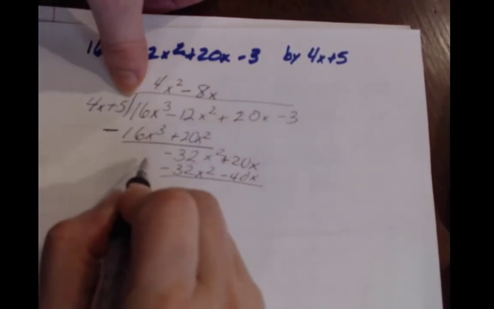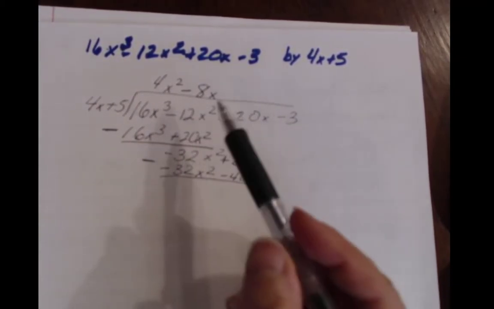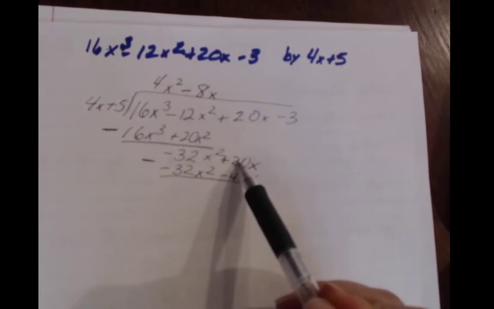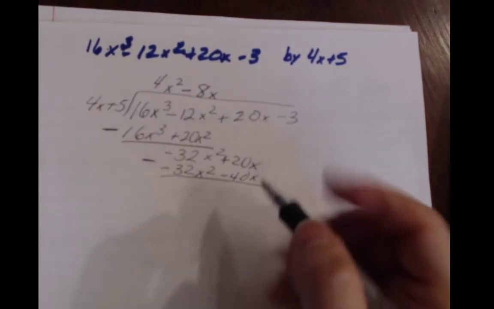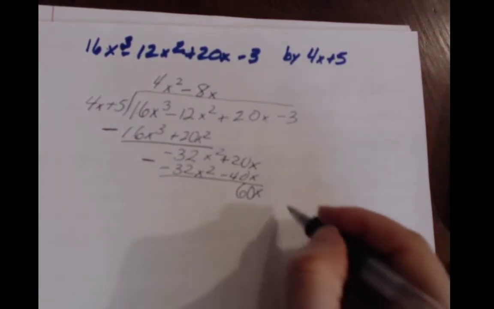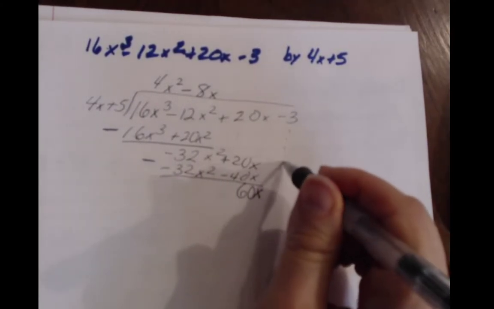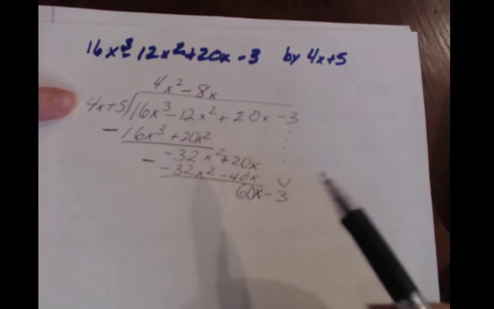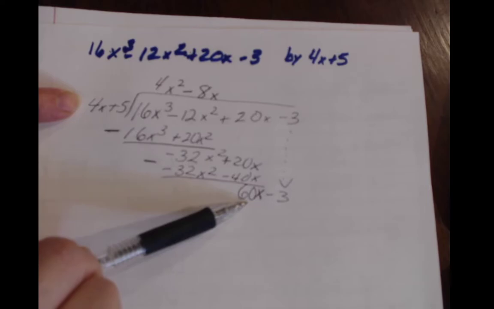And then we subtract. This is where the mistakes happen most often, in the subtraction, so be really careful that you are subtracting. Negative 32 minus negative 32 is 0. 20 minus negative 40, that's the same as plus 40, so that's 60x. Bring down the next number, minus 3. So then we think, what do I need to multiply 4x by to make 60x?